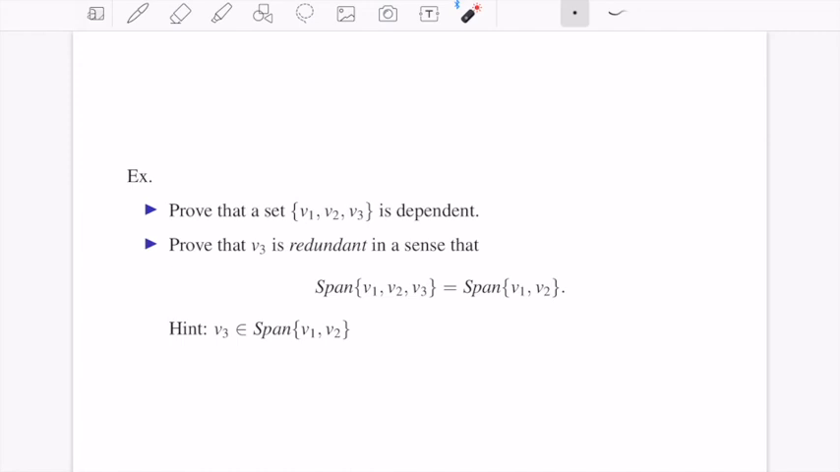So to prove that, there's a hint. You need to prove V3 can be reached by V1, V2. Or you can say V3 is a linear combination of V1, V2. All right.